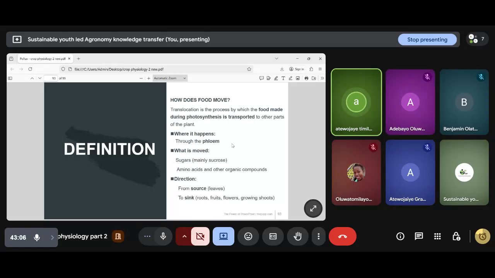So how does food move? Transportation is where food made during photosynthesis is transported to other parts of the plant, and it happens in the phloem. Sugar, sucrose, and other organic compounds move from the source to the sink. Your source is your leaves. So it moves from your leaves down to your fruit.